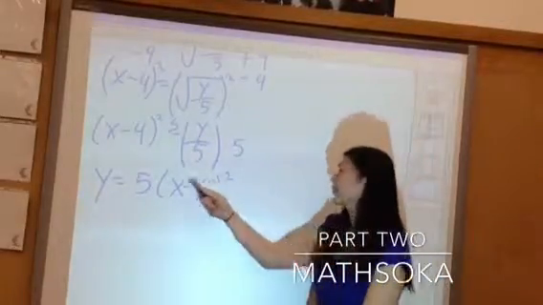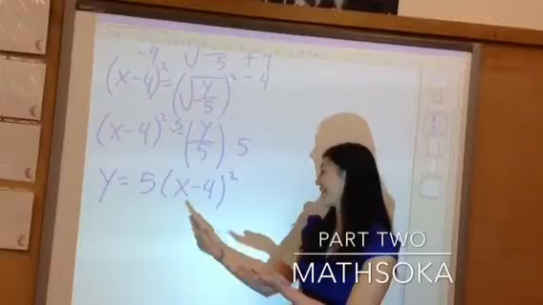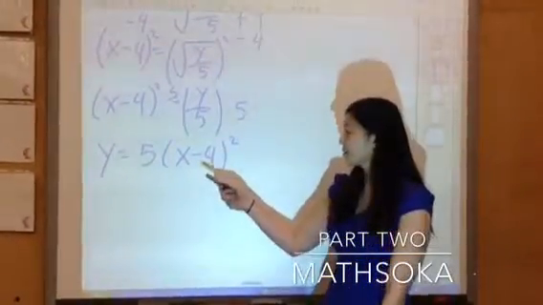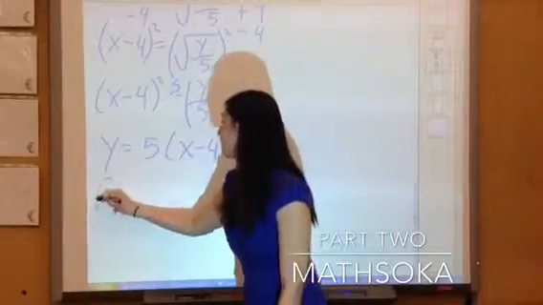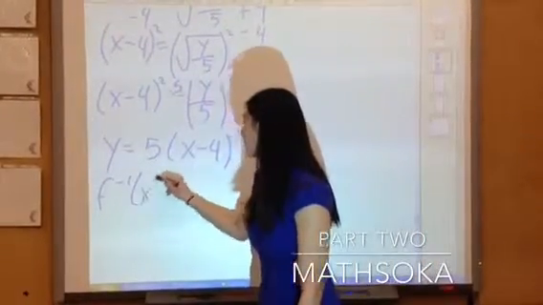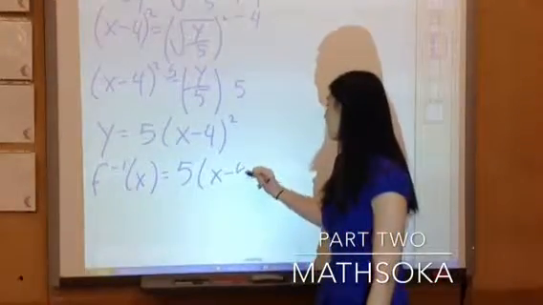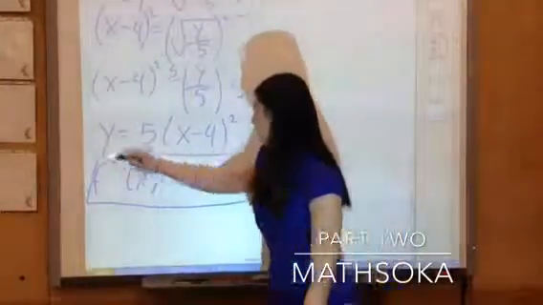And if you really wanted to square this out, you can. It wouldn't count against you if you didn't. So this is perfectly fine. All we need to do now is just write in our inverse notation, which is f inverse of x is equal to 5, and then we write the parentheses, x minus 4, all squared. And there you have it.